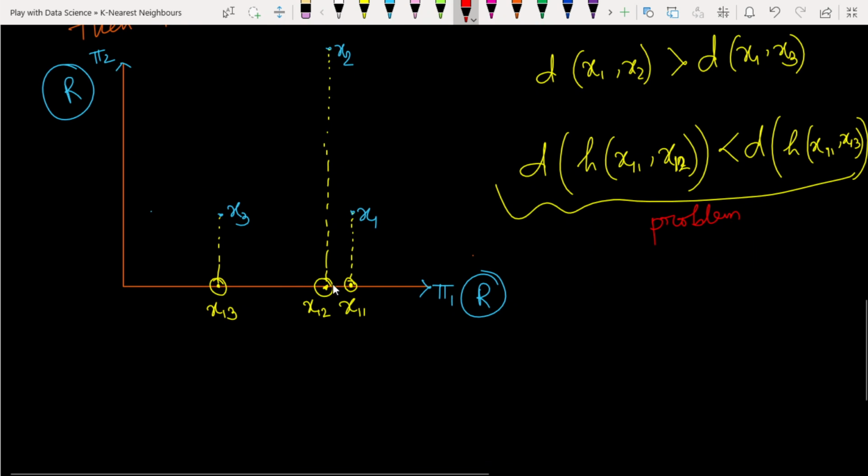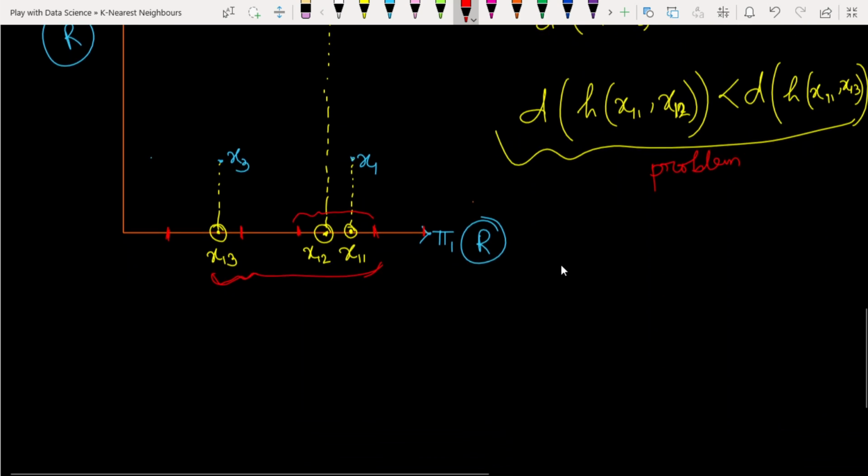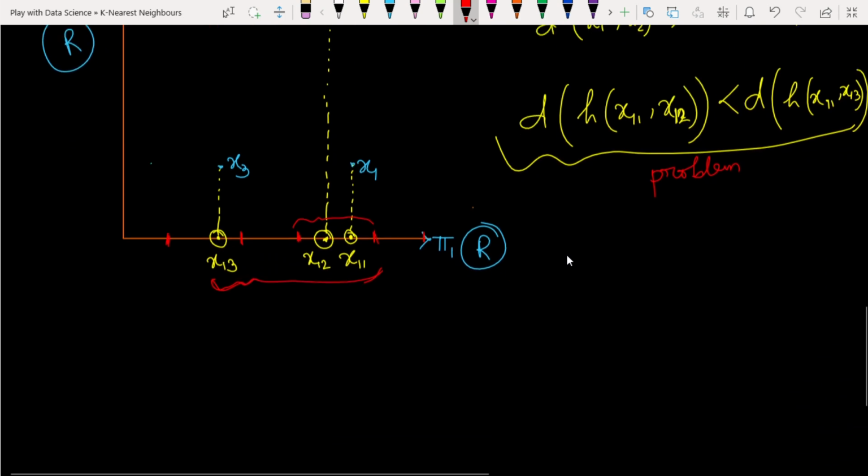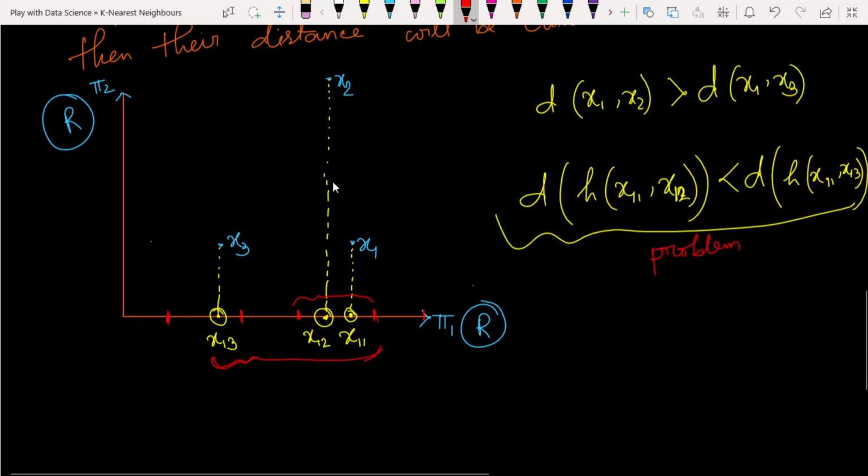Because of that, suppose we divide this plane into regions. Because these two points lie in the same region, the distance of their hash values will be closer. So this is the main problem. Actually these points are further apart, but the hash value is closer. How do we resolve this problem?